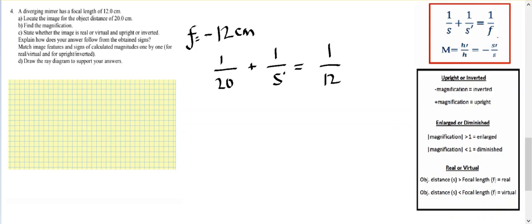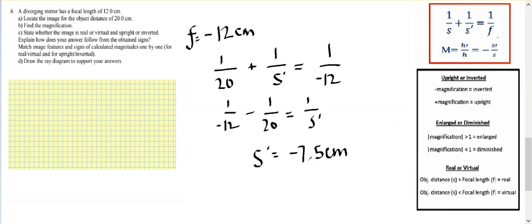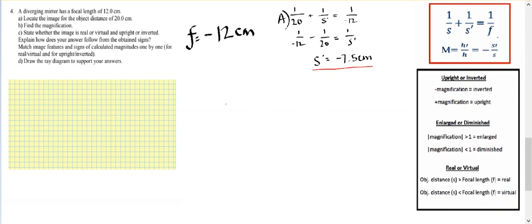When we solve for S prime, we get that 1 over negative 12 minus 1 over 20 is equal to 1 over S prime, which gives us an image distance of negative 7.5 centimeters. Part B asks us to find the magnification. We don't have the heights, but we do have S prime and S. So we can use this equation, negative S prime, which we just solved for in A, over S.